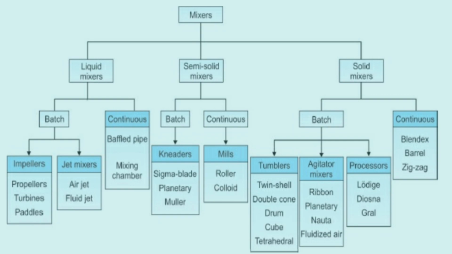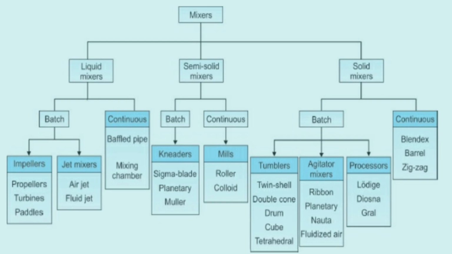Now, when we talk about continuous process in liquid mixers, the first type is baffled pipes and mixing chambers. In this process, flow goes through the system where mixing occurs continuously as the fluid passes through. Therefore, it is a continuous process.